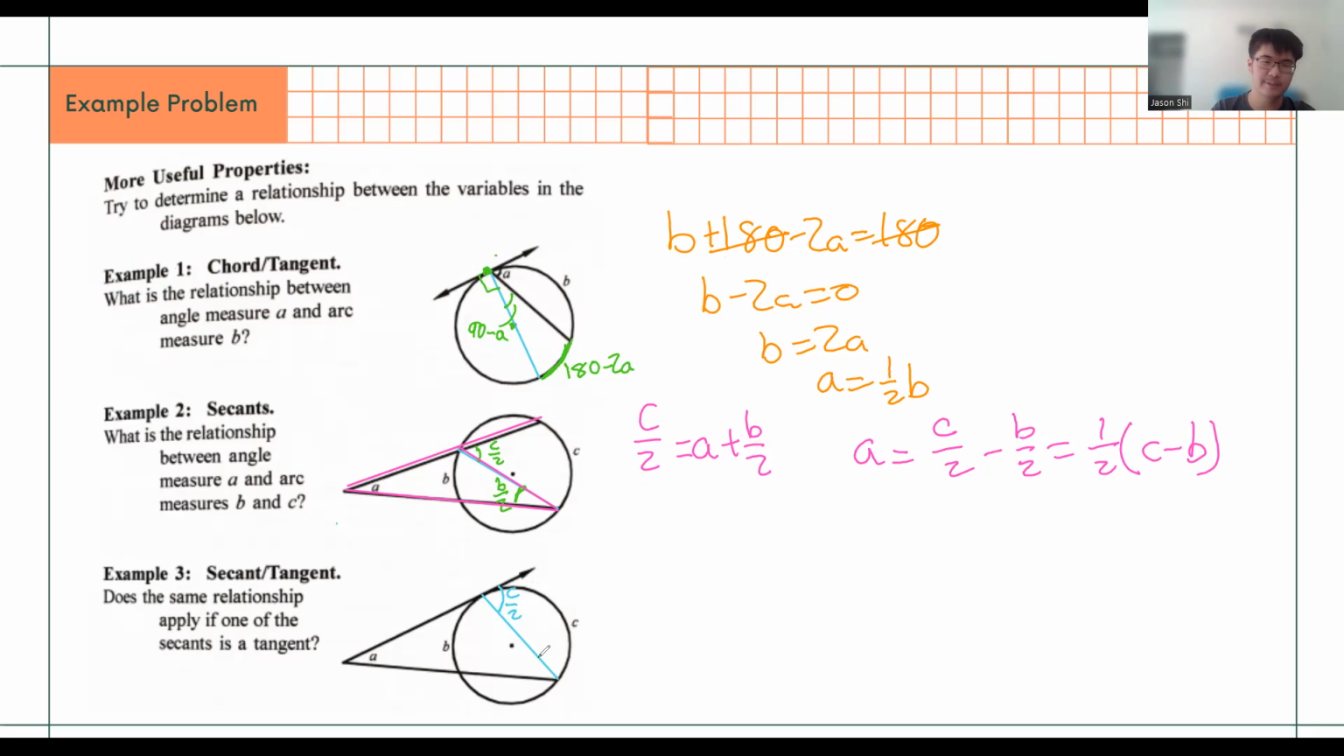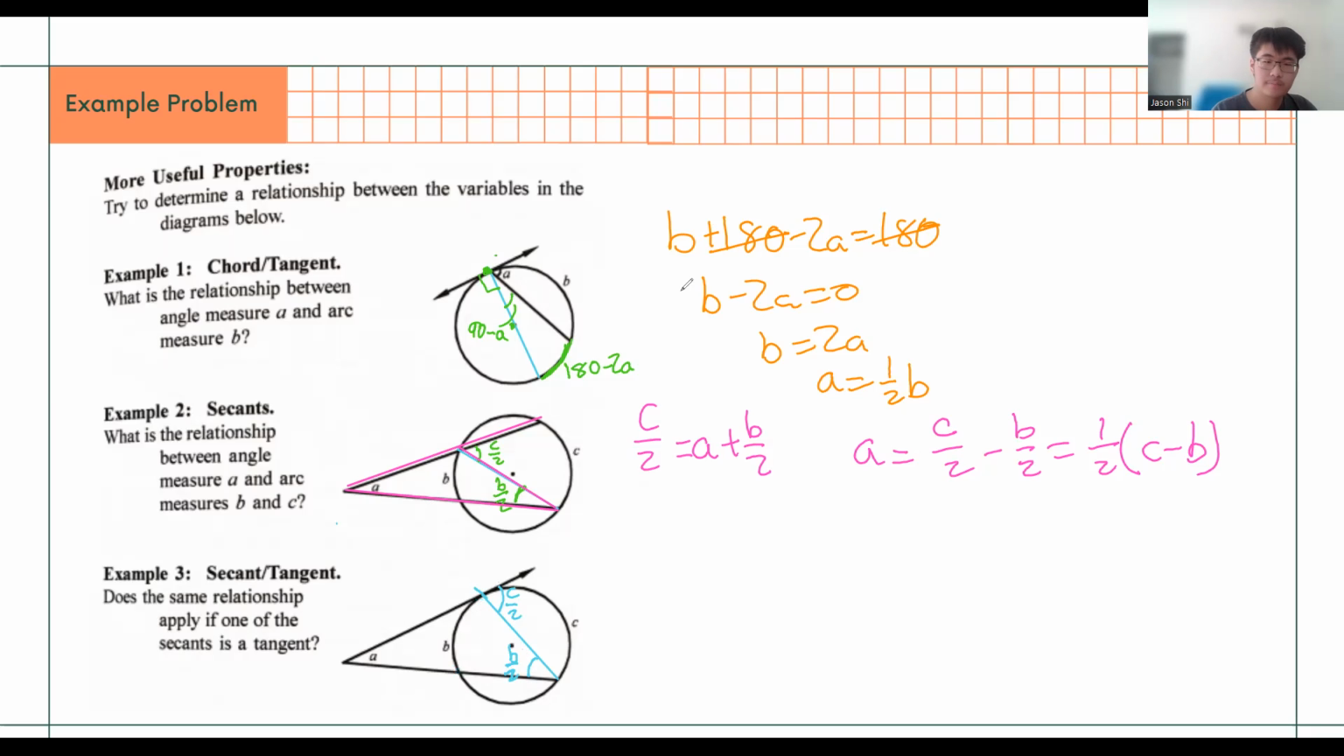And then can anyone tell me what this is? B over 2. Okay, it's good that you guys are seeing these a lot faster because it's a lot easier to do these questions when you see them right away. So yes, this is B over 2 because this intersects it right here and right here, which is arc B.